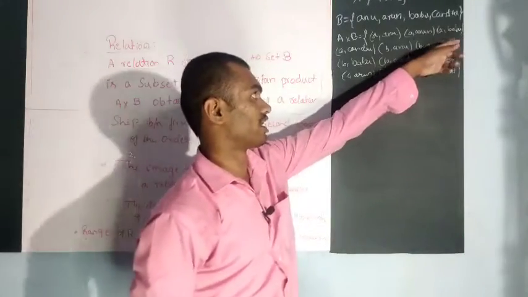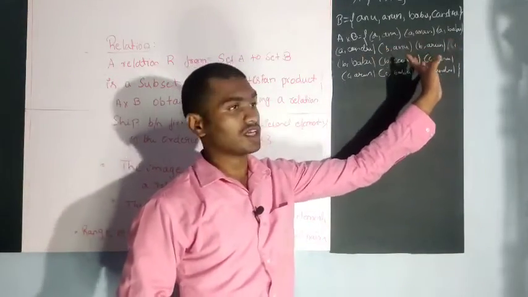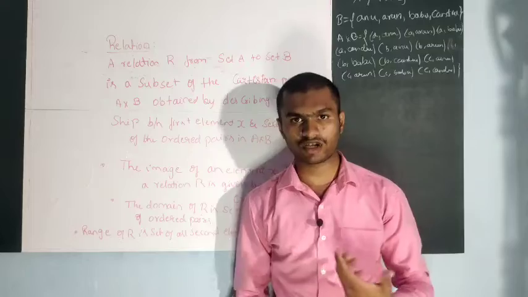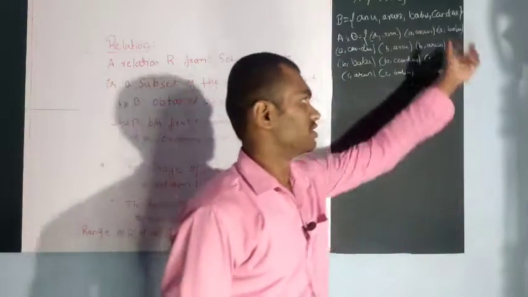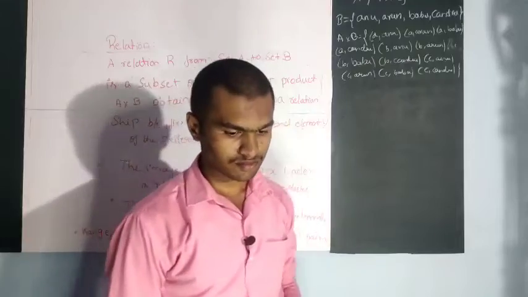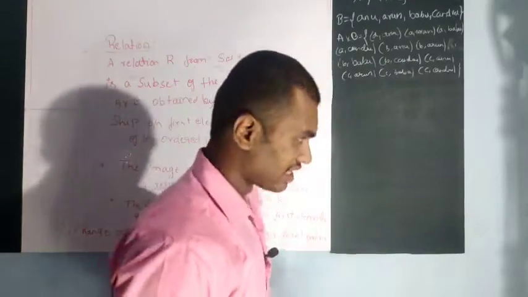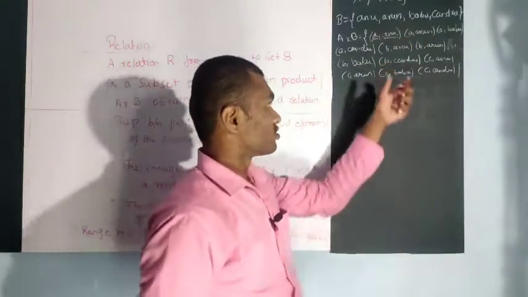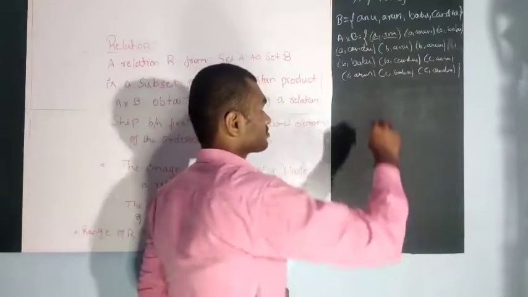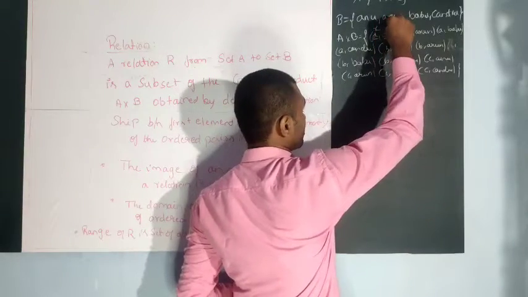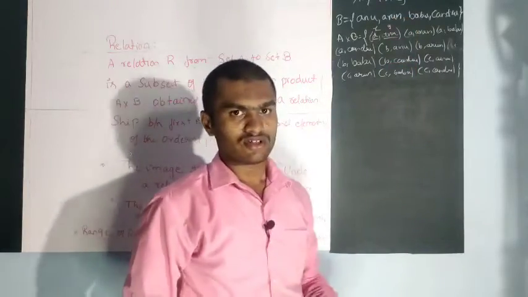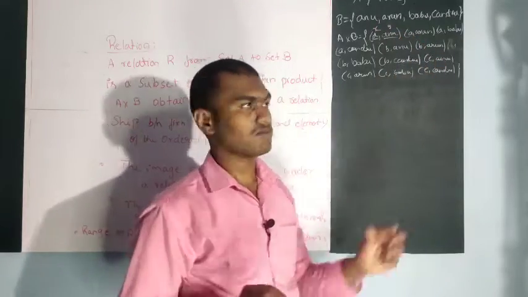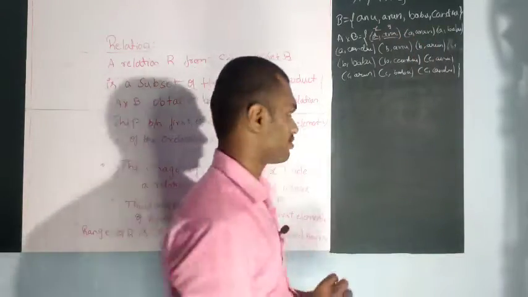A comma Anu, A comma Arun, A comma Babu, A comma Chandru, B comma Anu, B comma Arun, B comma Babu, B comma Chandru. Then at last C comma Anu, C comma Arun, C comma Babu, C comma Chandru. These are the elements of A cross B. So to define a relation, A is there, Anu is there. I will call this element X and this element Y. There will be a relation between X and Y. Like that we need to define some relation.